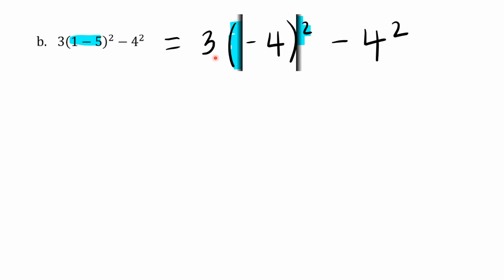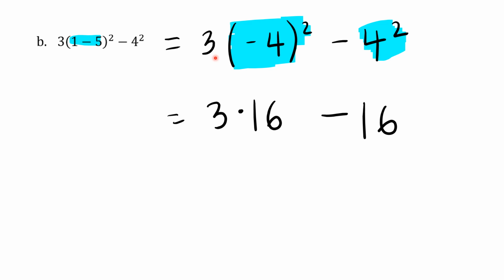Now I'm going to evaluate my exponents. Negative 4 squared, that's negative 4 times negative 4. That would be 16. And then 4 squared is just 16. So we've got 3 times 16 minus 16.